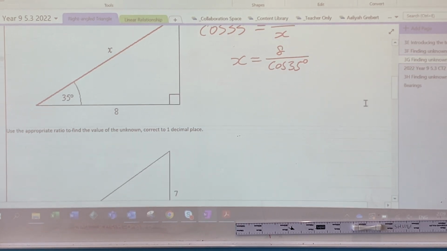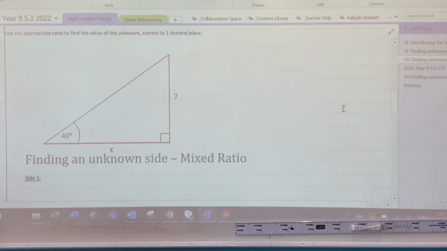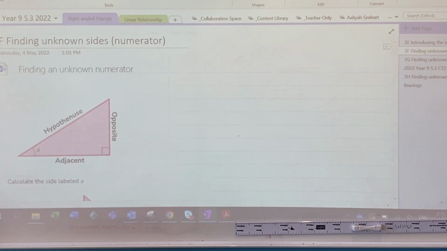One more, and then we'll finish for today. Which ratio am I going to use? Once again, 10 is opposite over adjacent. How do I find x? 7 over 10. Type that into your calculator, then we're done. That is the key information, or the concept, for F and G today.